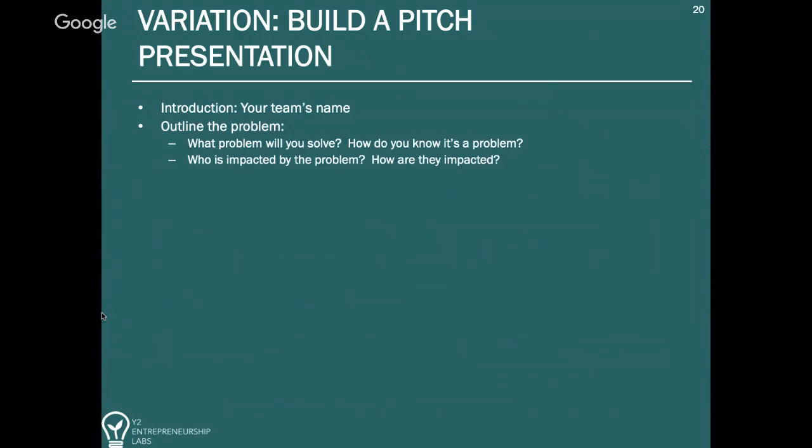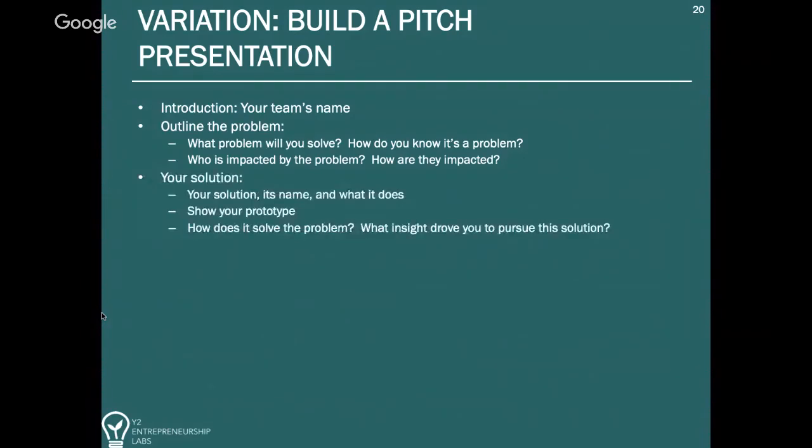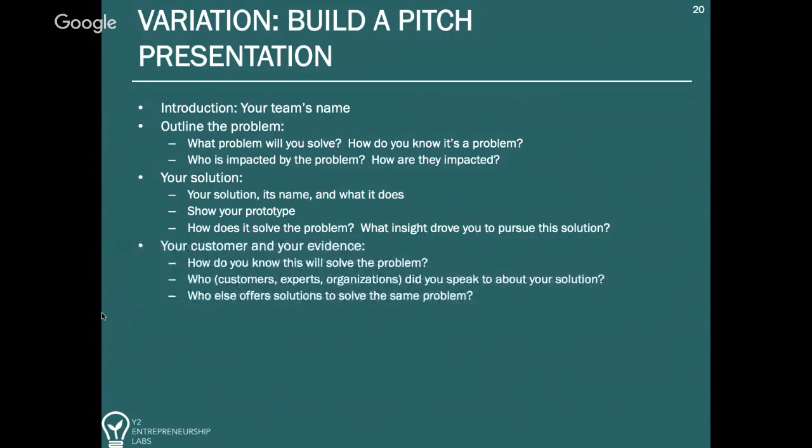Make sure you outline the problem. Who's impacted by the problem, how they're impacted, how do you know? Go through the solution, show your prototype, share insights that you derived as you asked people whether or not the solution addresses the problem. Who did you talk to? Customers, experts. What evidence do you have that you understand the problem correctly and you've validated your solution with people? And then who else offers solutions that address the same problem, which is something to build credibility. So that'd be something to incorporate in the pitch presentation.